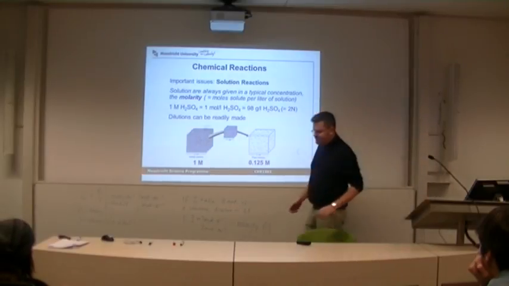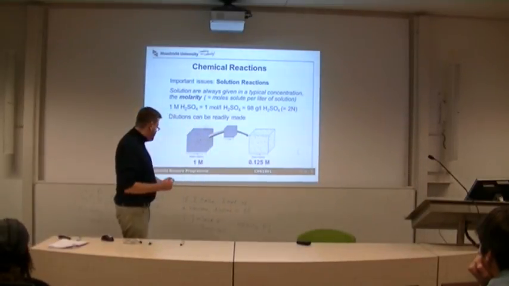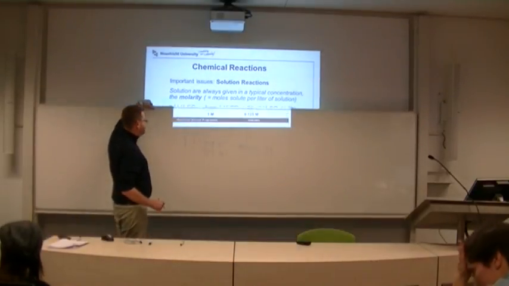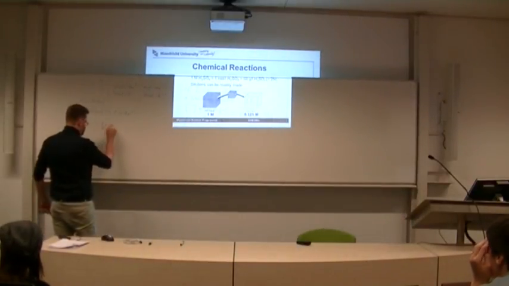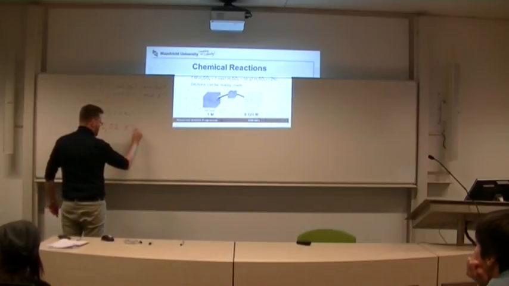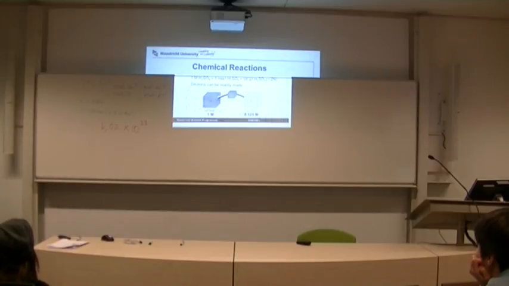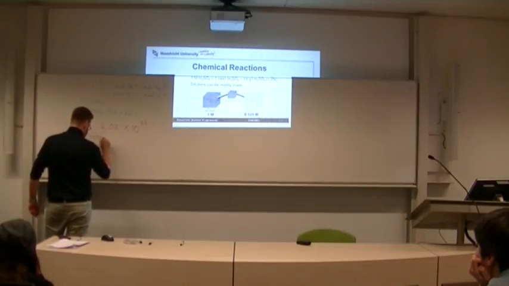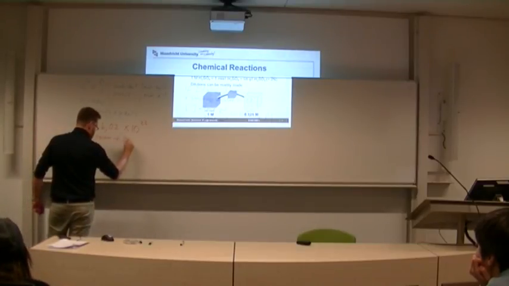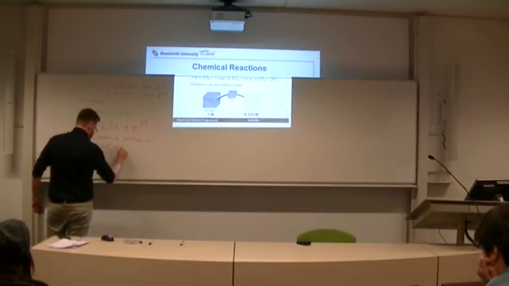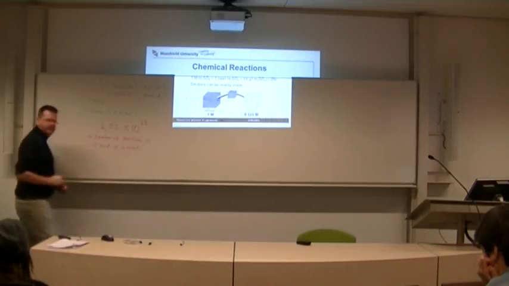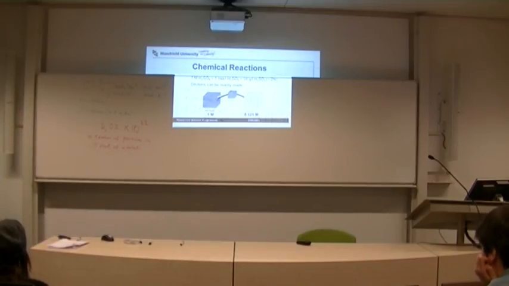6.02 times 10 to the minus 22? 6.02, Avogadro's number is 6.02 times 10 to the 23. It's a big number. You know what that number is? It's the number of particles in 1 mole of a substance. That's what it is.